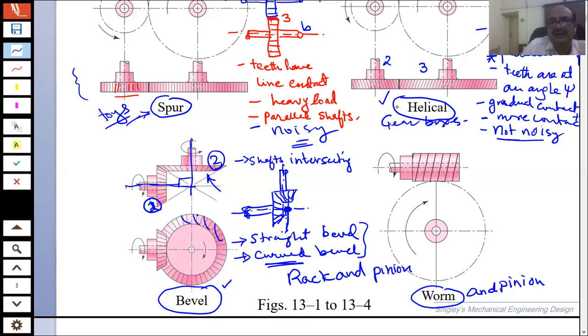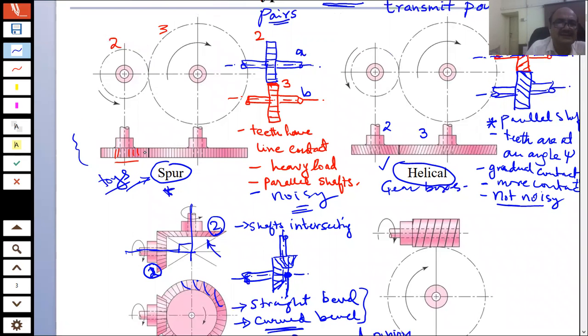Now, there is one more thing. In spur gears, the force that one gear applies on the other gear, since it is straight, has just one component that is applied over here. But when one gear applies a force on the other one, these helical gears induce an axial load, or an axial force, which is also known as thrust.